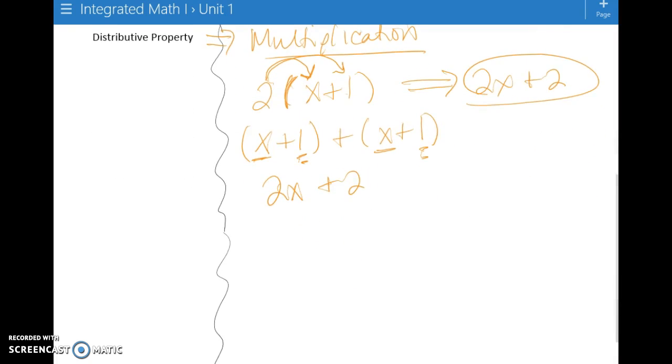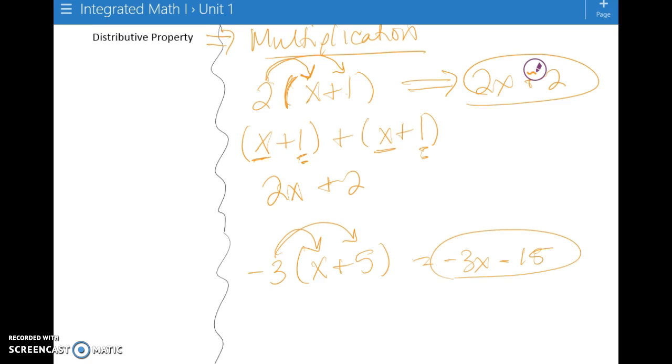Okay, let's do some more examples. What about negative 3 times x plus 5? Well, I'll do negative 3 times x, that's negative 3x, and negative 3 times 5, negative 15. So negative 3 times x plus 5 is negative 3x minus 15. That's example 2.